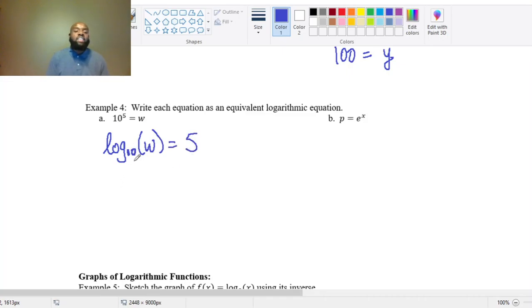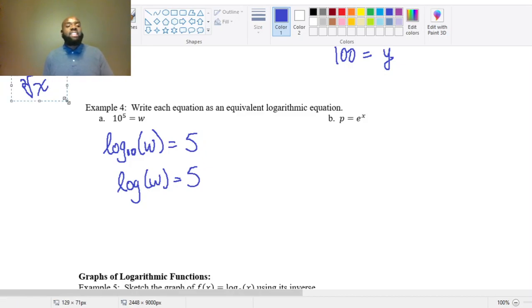Now, we said that log at base 10 is a special logarithm. It's our common logarithm. So if we don't want to write that 10 there, we don't have to. It's kind of understood. Almost like when we do the square root of x, that 2 is understood to be your index. With the common log, that 10 is understood to be your base.